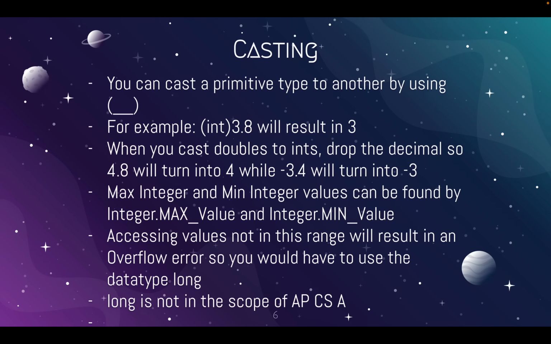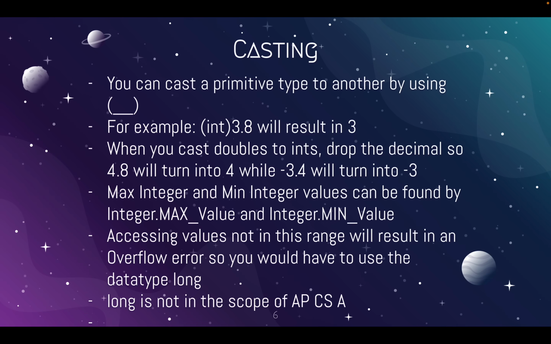And now we're going to go over casting. Sometimes you can cast variables to another type. For example, here, casting this double 3.8 into an int will result in 3. So whenever you cast doubles, you always just remove the decimal point. So 4.8 turns into 4, negative 3.4 turns into negative 3. And max integer and min integer values can be found by using Integer.MAX_VALUE, Integer.MIN_VALUE.